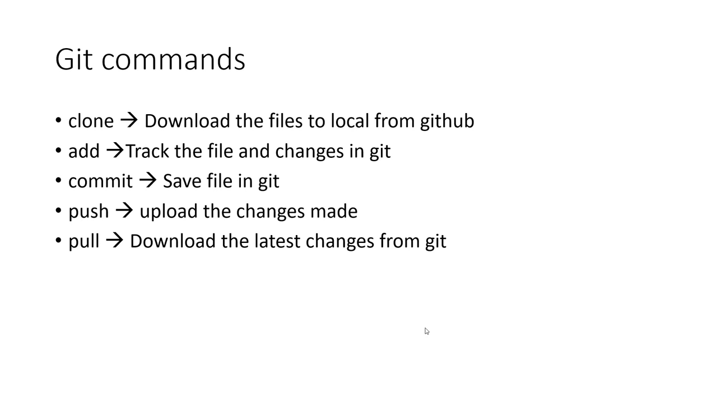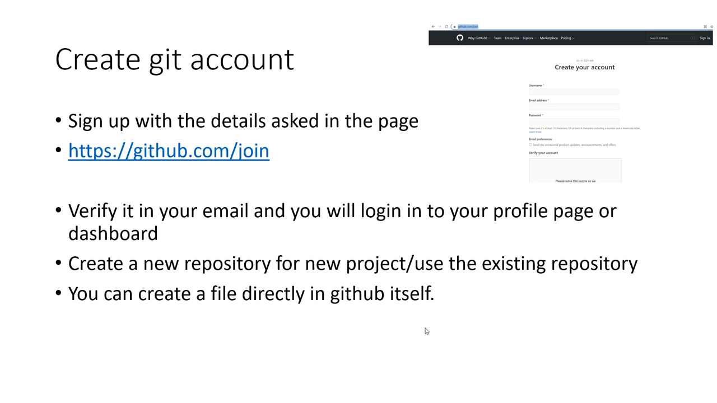But generally they do it on master only after the code is reviewed in your branch. So we'll see what is master and branch later on. So yeah, pull is to download the latest changes from Git. So yeah, these are the commands. So in the next lecture, we'll be seeing how to install a GitHub account.